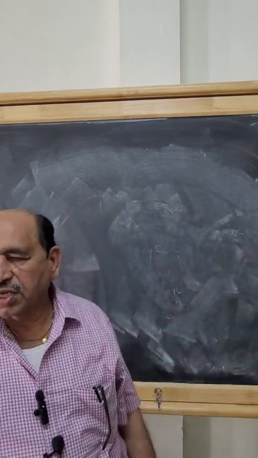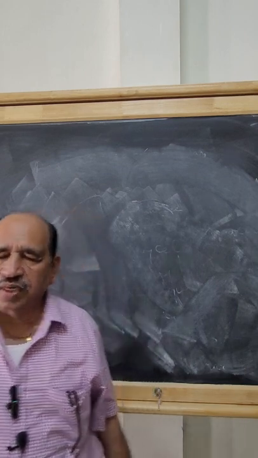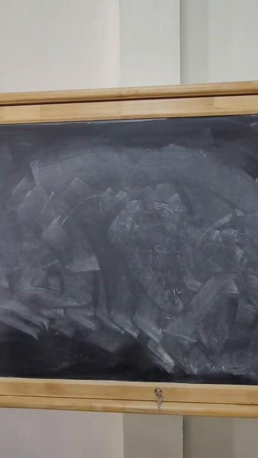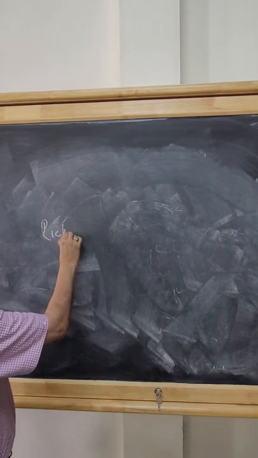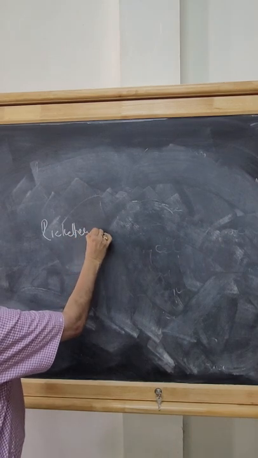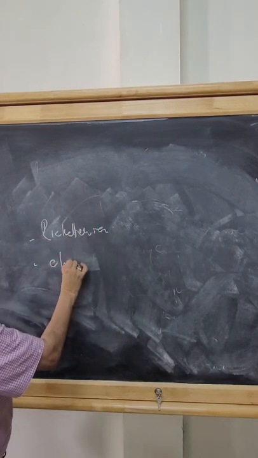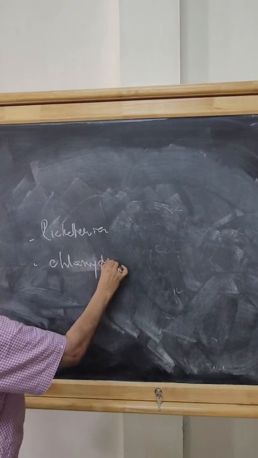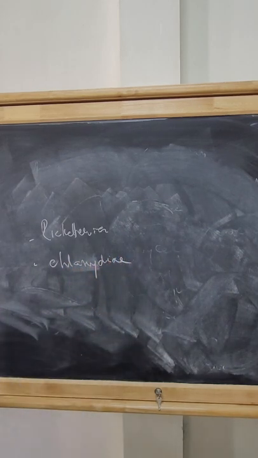Some of their properties resemble bacteria, and some of them resemble viruses. They are studied under Rickettsia and Chlamydia. Rickettsia are flea borne, tick borne or louse borne, and they give rise to typhus fever.